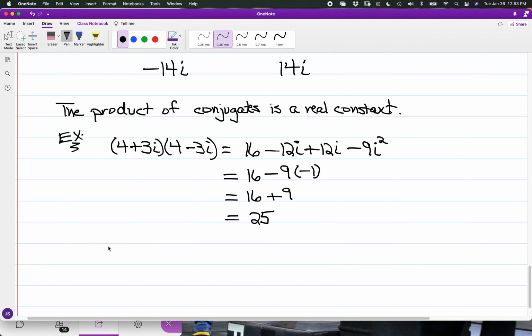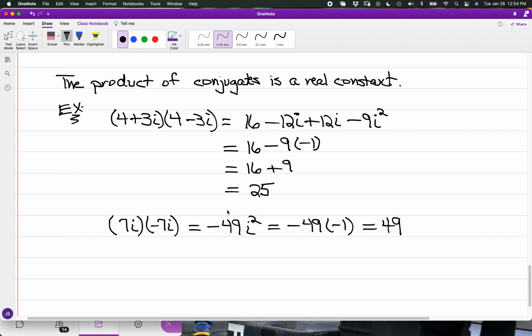Again, just restating with conjugates, if I have 7i times negative 7i, I have 7 times negative 7 is negative 49. i times i becomes i squared. Once again, i squared is negative 1. So the product of 7i and negative 7i will come out to positive 49.